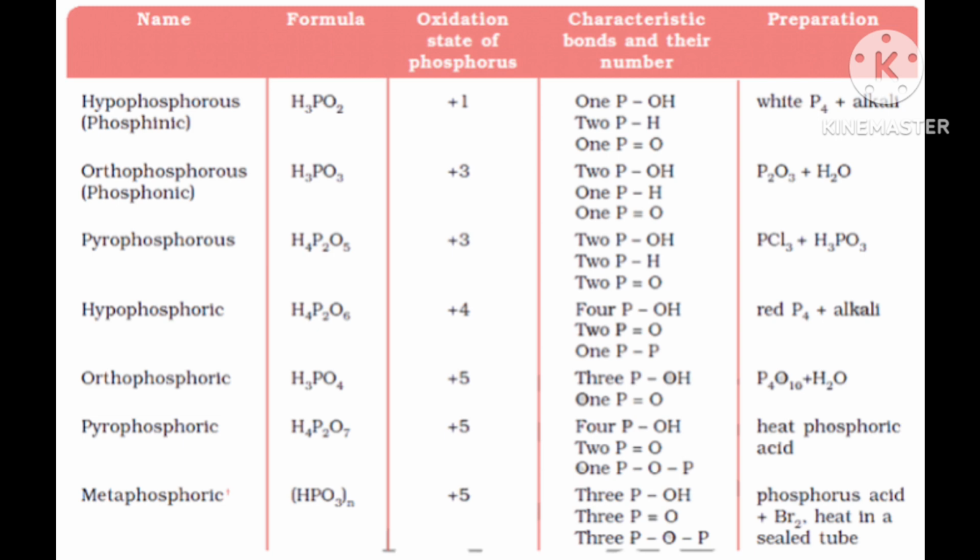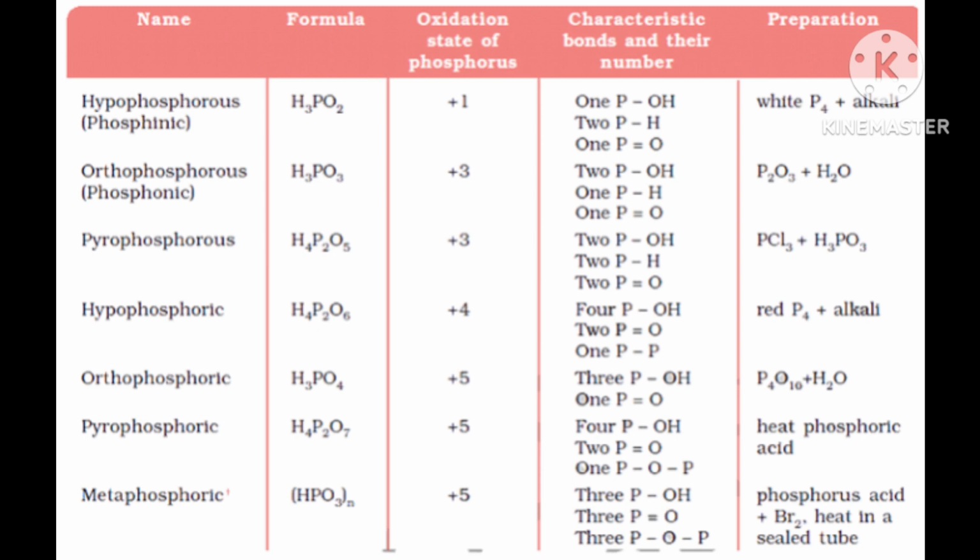Here H4P2O6. That is for hypophosphoric acid. For hypophosphoric acid, the formula is H4P2O6. One extra, P2O5 was there, next is P2O6. And now the oxidation state is +4.